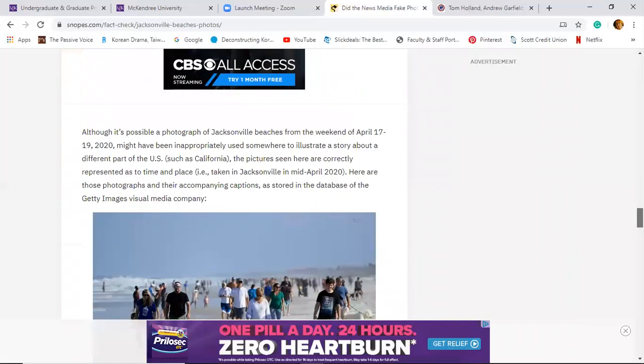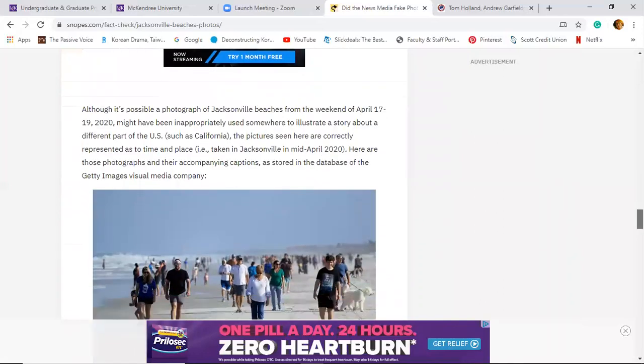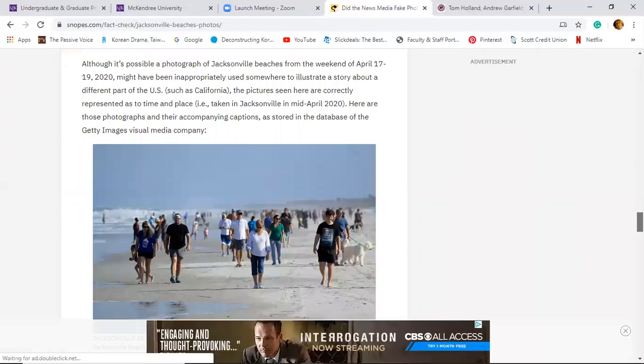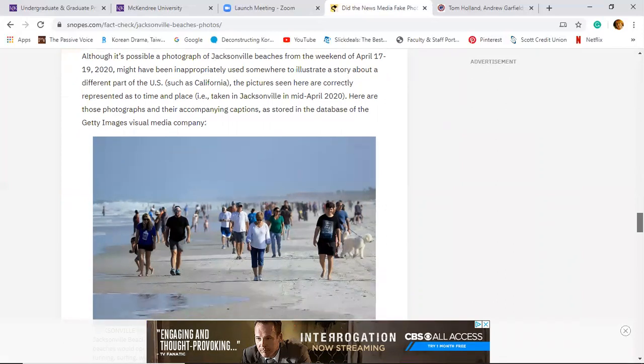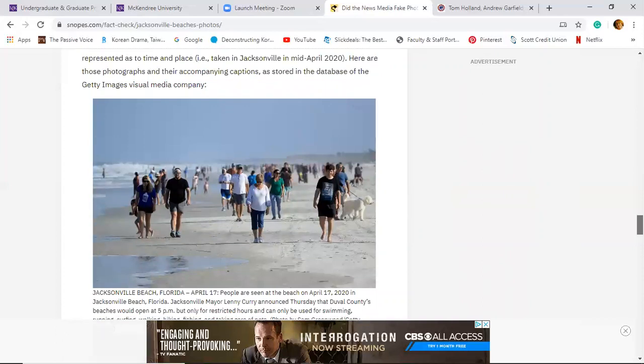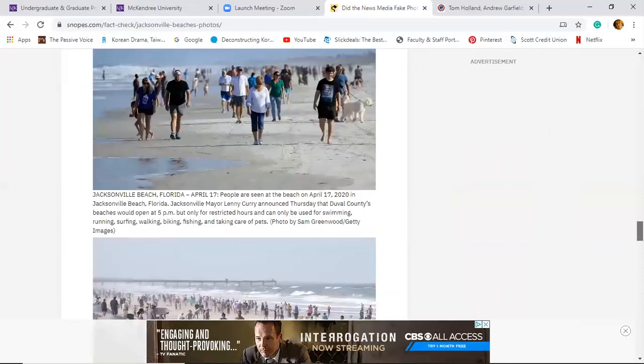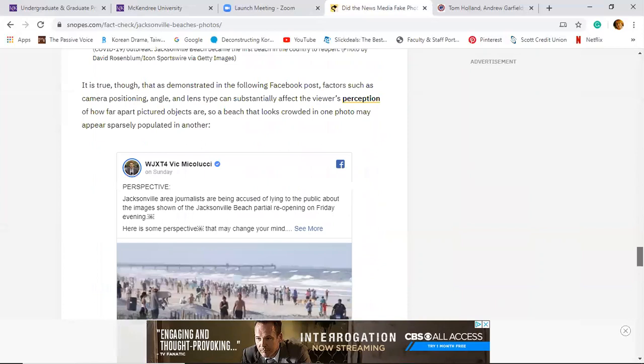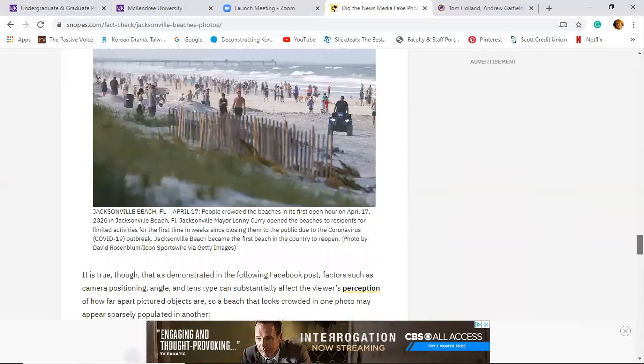So basically, the claim was proved false. These are verified photographs. Okay. The pictures seen here are correctly represented as the time and place. Okay. They are stored apparently in the database of the Getty Images media company. So they kind of checked it out. They verified that the pictures were true.